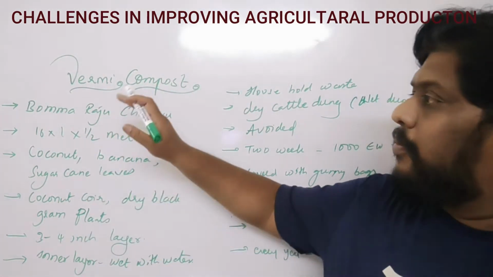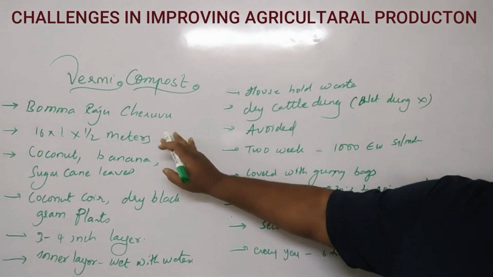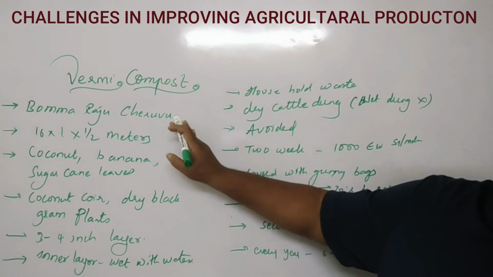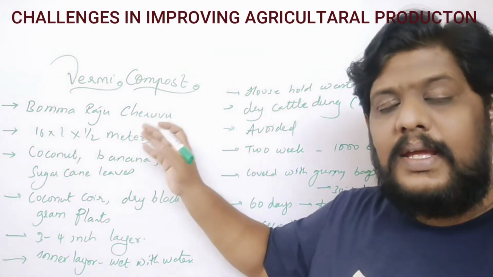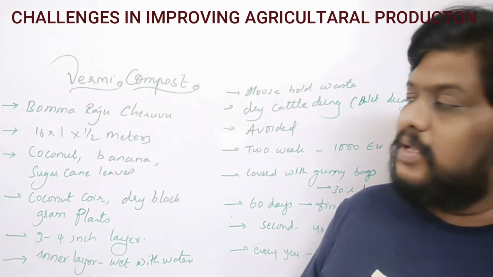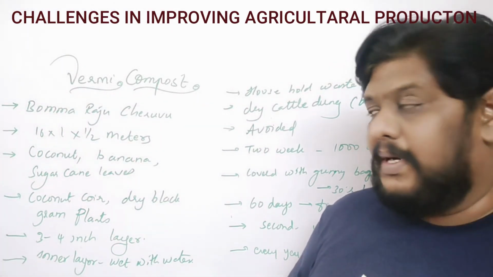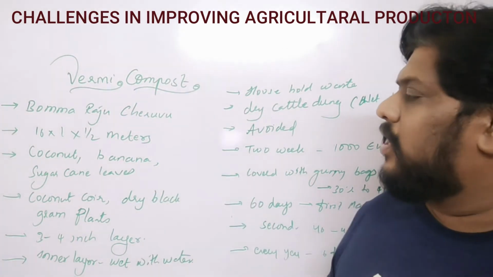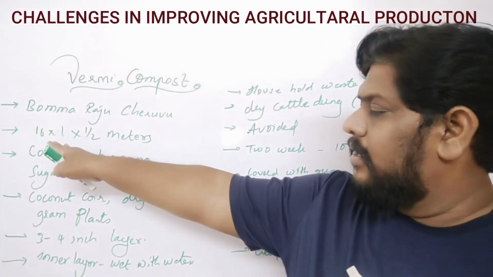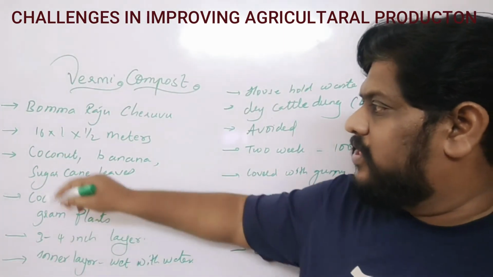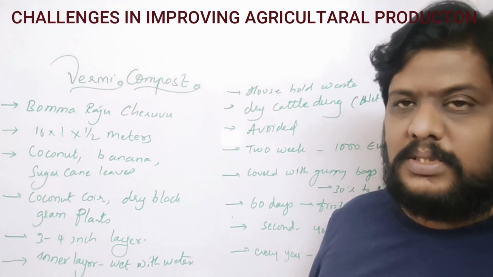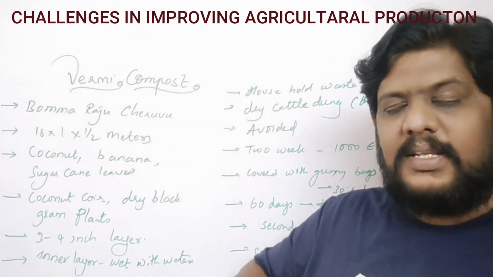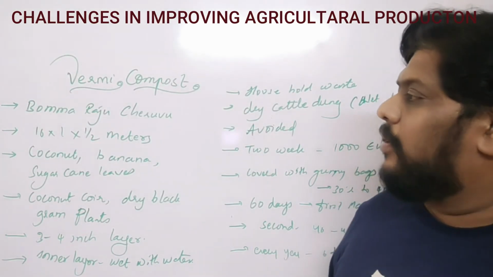To make this work out, they formed a group to grow the vermicompost, and they also took the help of the agricultural department in making it. These farmers who belong to Bommaraju Cheruvu built small compost pits which are 16 into 1 into half meters. That is the length, the breadth, and the width of the vermicompost pit.